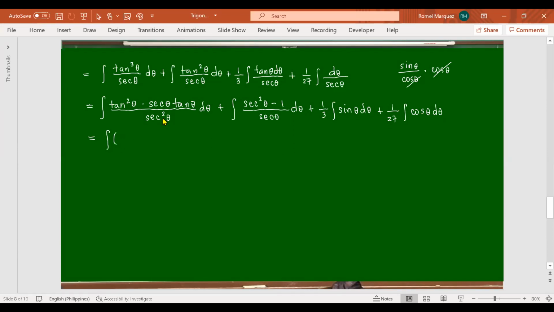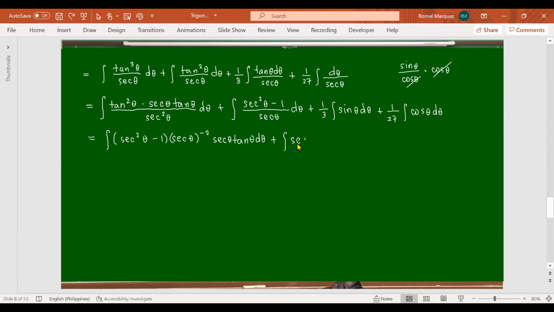Integral of this secant, we have to bring it up, the secant squared. This is now secant squared theta minus 1. And this is, again, secant theta raised to negative 2. And then secant theta tangent theta d theta, plus integral of secant squared over secant is secant.